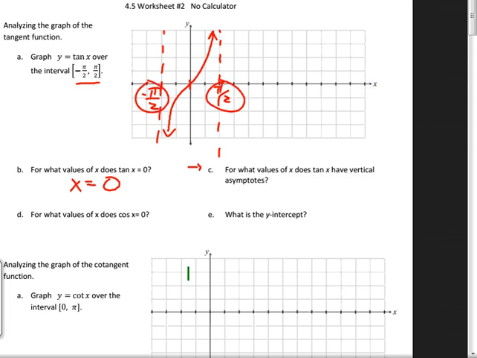These are easy questions. For what values of x does cosine equal 0? Why are they talking about cosine? Because remember, tangent of x is sine x over cosine x, and they want to know if you understand that cosine being 0 is what creates those asymptotes. And what's the y-intercept? Where does it touch the y-axis? That's an easy question. All right, I hope you're getting the idea, and that's all I have for you for today.